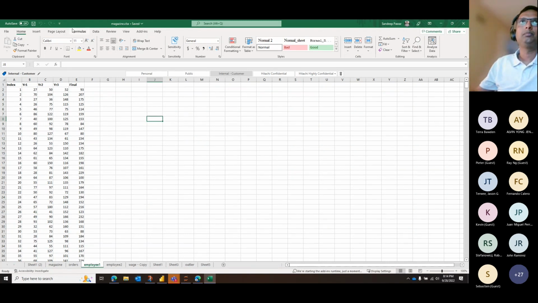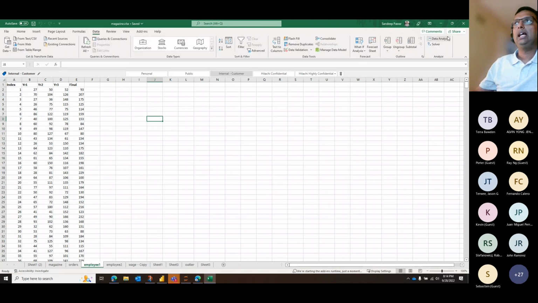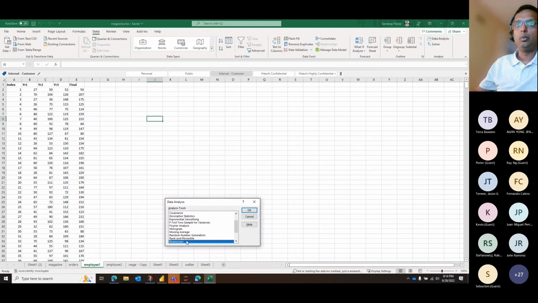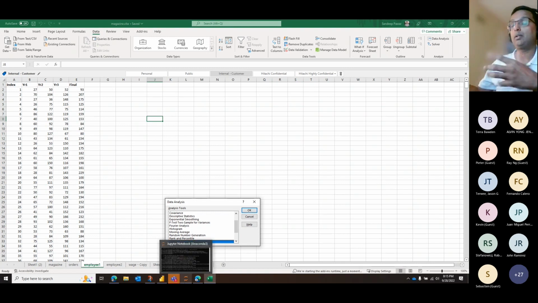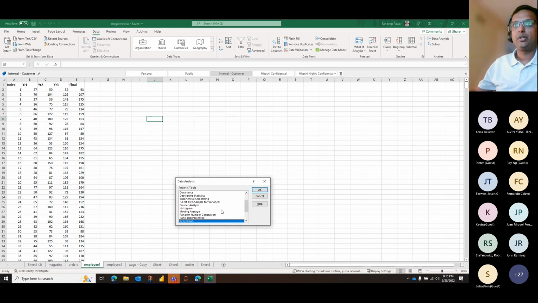So I have the exact same data. I will go to Data and then Data Analysis, and as we already discussed, in Key Influencer all we are doing is running regression, and it's been around for a while. Regression is the foundation of statistics, and it's available in Excel. The beauty of the Key Influencer visual is, I'll show you what the beauty here is.